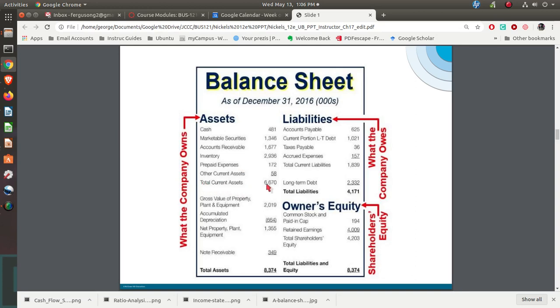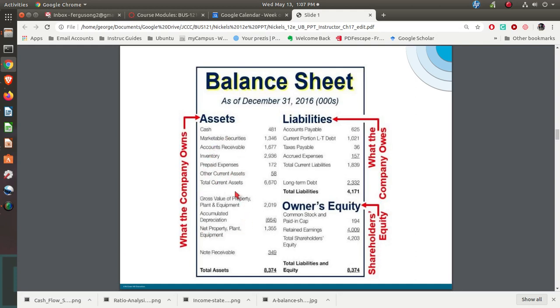You have your current assets. These are things that can be converted to cash. In other words, you have your cash, and then you have the things that could be converted to cash in a short amount of time. In other words, your accounts receivable, what it is that others owe you. Your inventory, which can be sold. So these are things that can be converted into cash, your current assets.